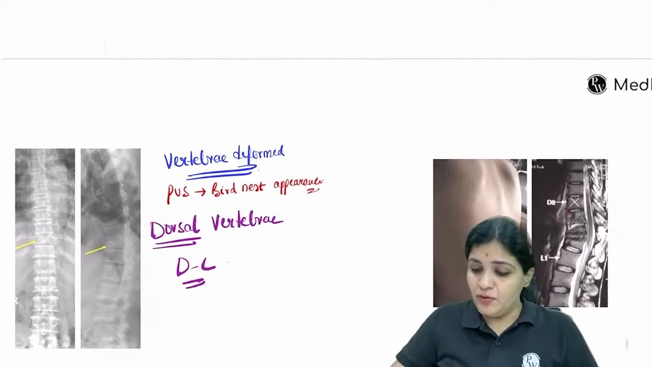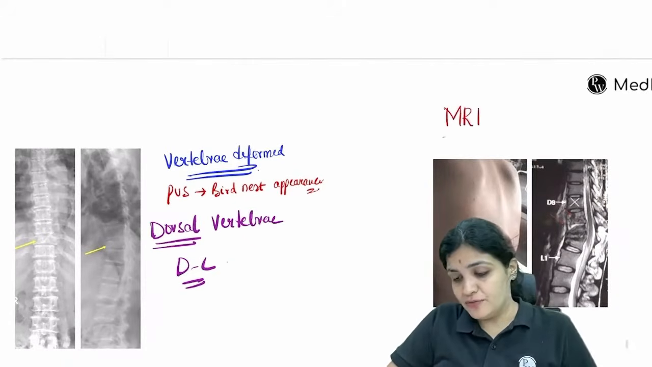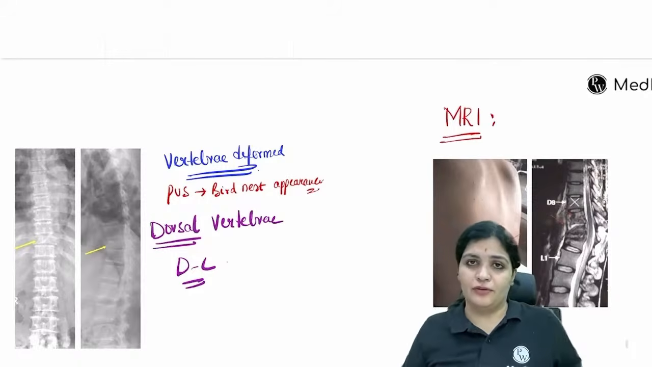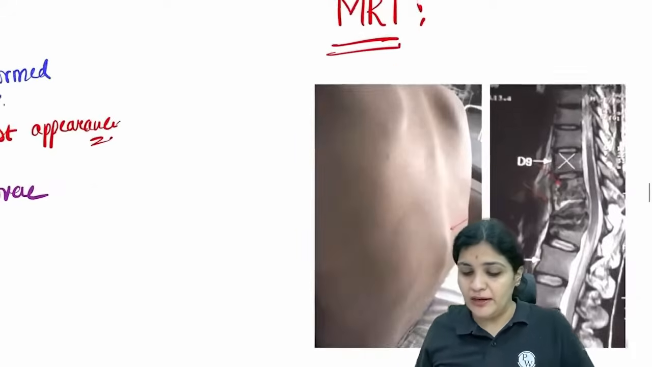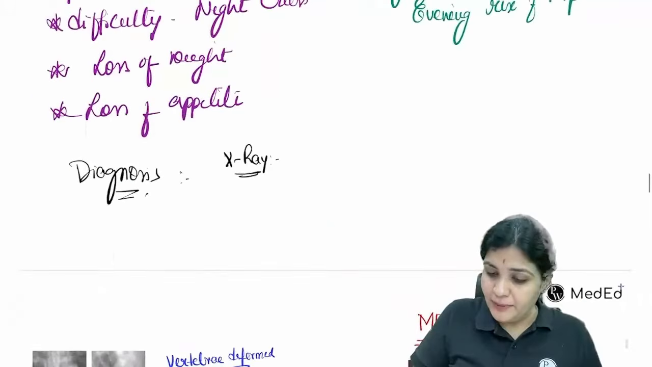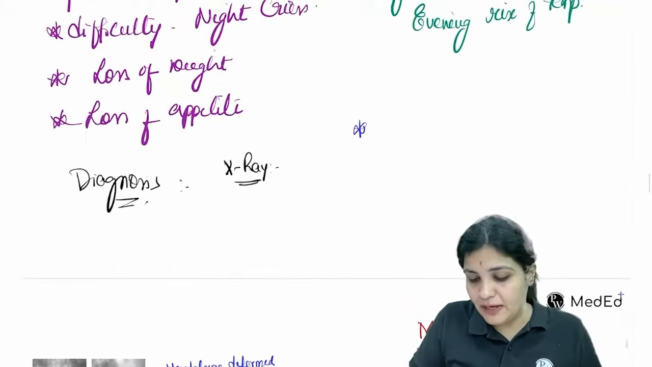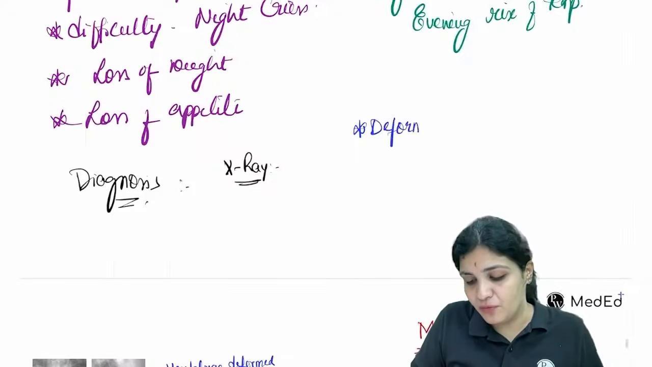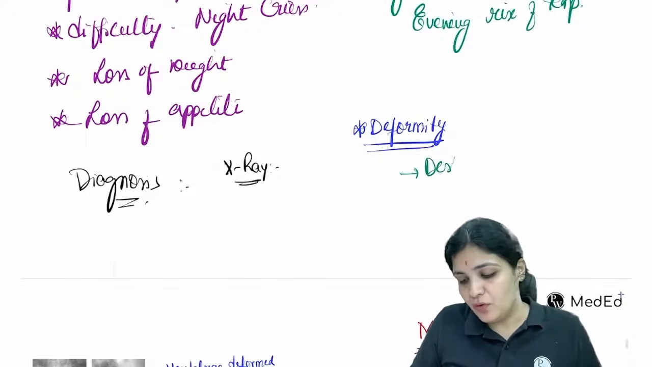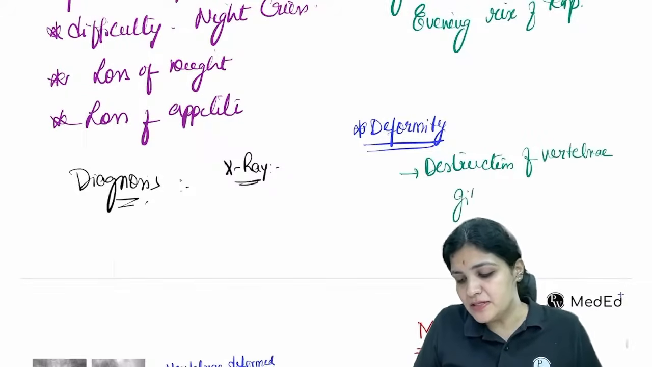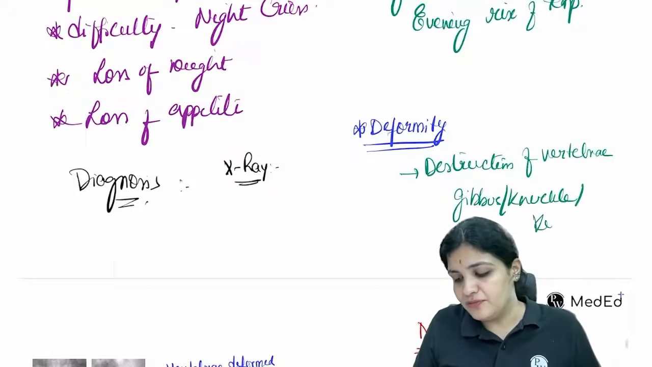And then the most interesting feature is the MRI. So you have to always go for the MRI in case of the TB spine. So here the patient now comes with loss of appetite, I've told you, and pain, and sometimes they come with deformity. So this deformity is the destruction of the vertebrae, which will present as the gibbous or knuckle or kyphosis. So this is the deformity where usually they present.